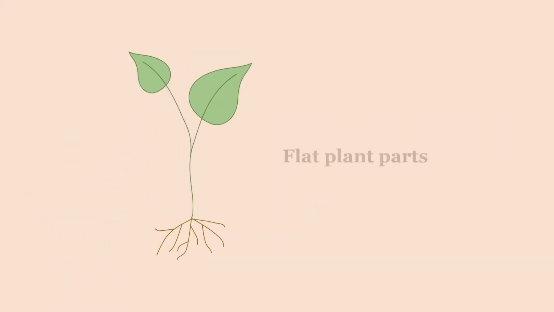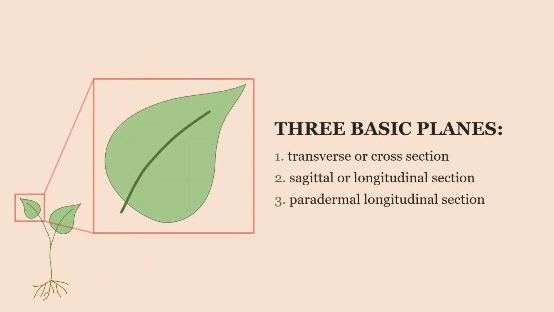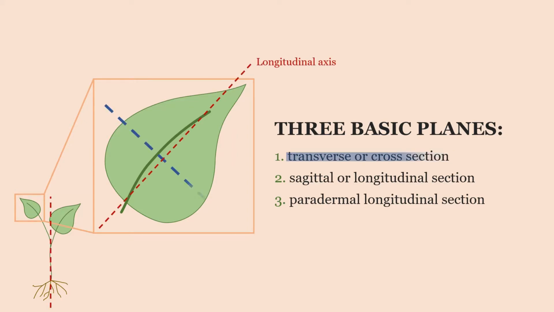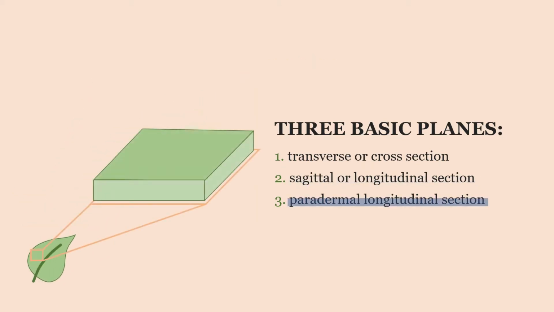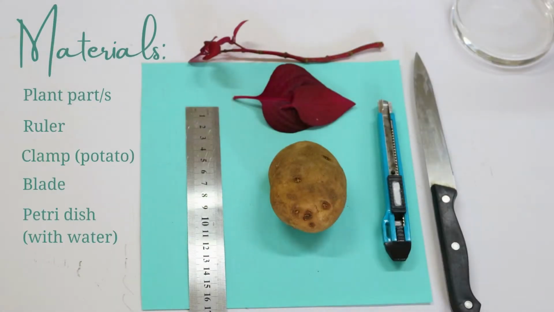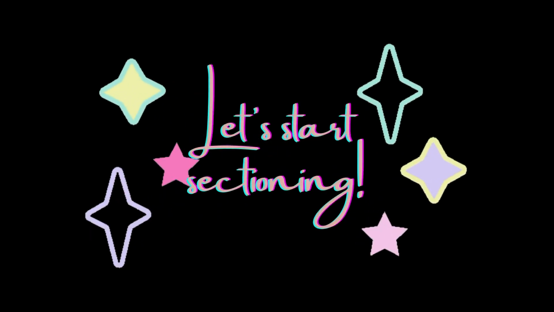There are also 3 basic planes in sectioning flat plant parts, and these are transverse or cross section. This is also done at a right angle to the longitudinal axis. Sagittal or longitudinal section. This is made by cutting parallel to the longitudinal axis. Paradermal section. This is made by cutting parallel to the epidermis. Now that the different planes and your options for cutting are clear, let's start sectioning.